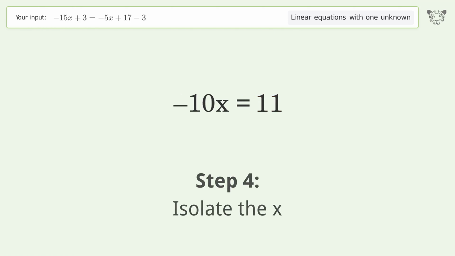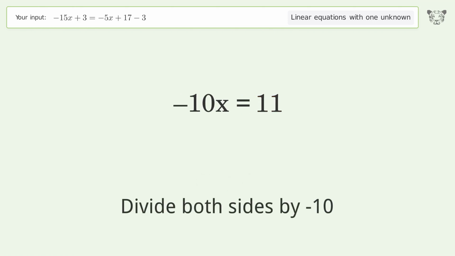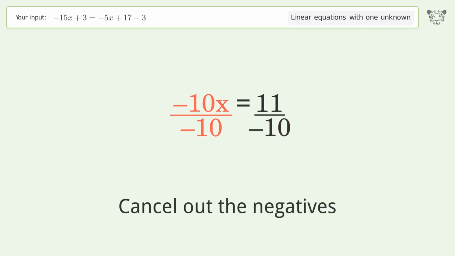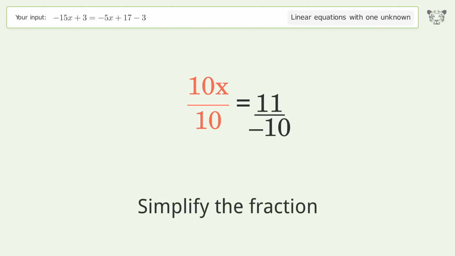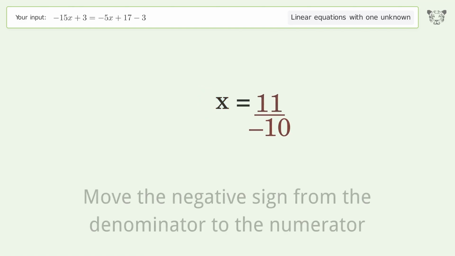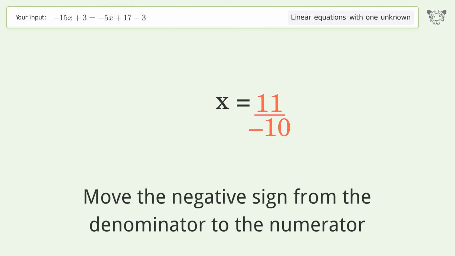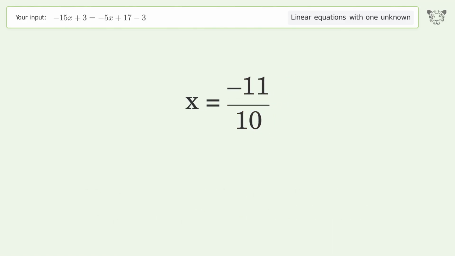Isolate the x. Divide both sides by -10. Cancel out the negatives. Simplify the fraction. Move the negative sign from the denominator to the numerator. And so the final result is x equals -11/10.